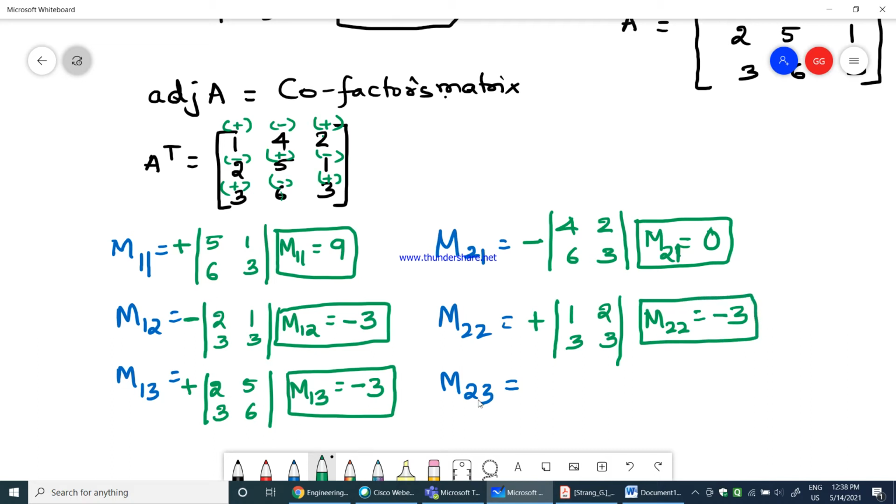Now coming to M23, which is this one. So therefore negative of this column, this row, 1 4 3 6, which is M23 will now be equal to 6 minus 12, which is minus 6, into minus is plus 6.